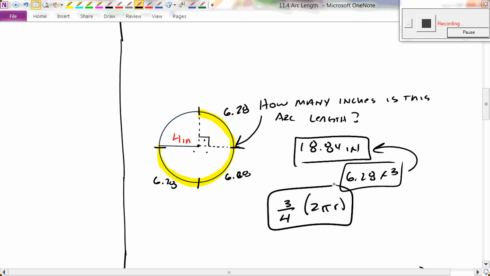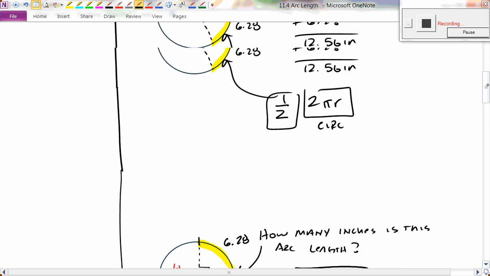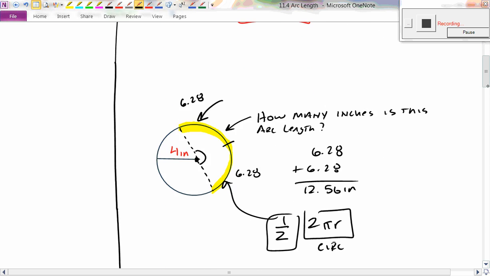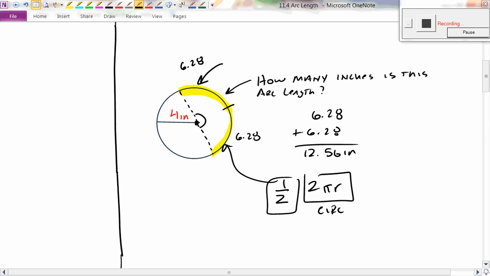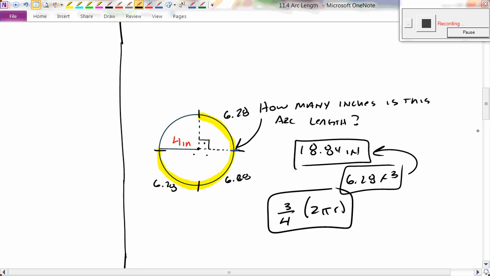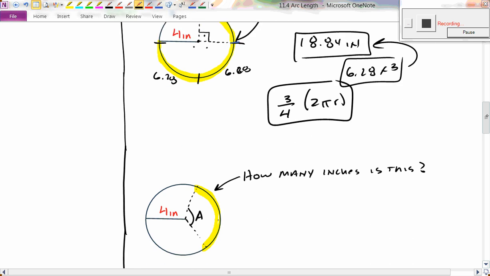Okay. All right, good. So now that we've seen this, let's remind ourselves. The first one was we took 1/4 of the total circumference because it was a fourth of the way around. In the second one, we did half the total circumference. In the third one, we did 3/4 of the total circumference, right? What about this one here?